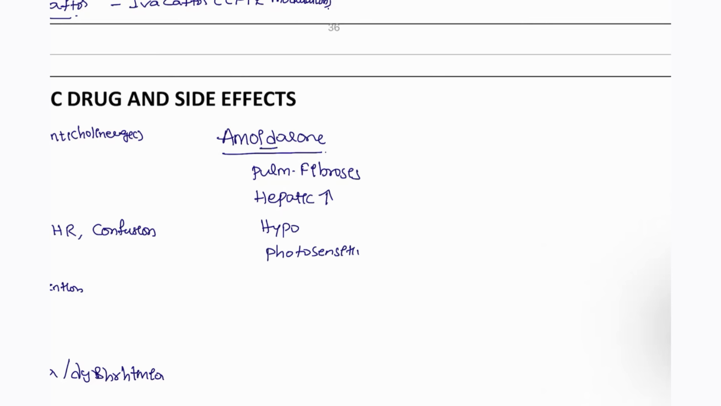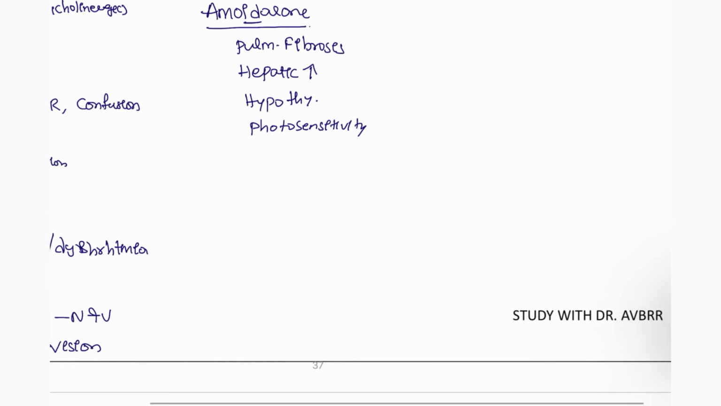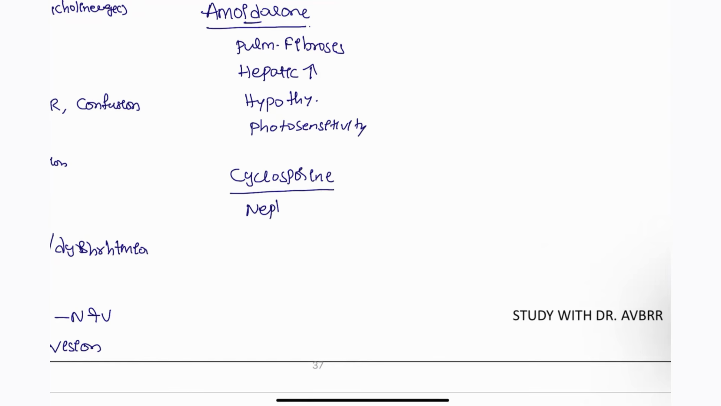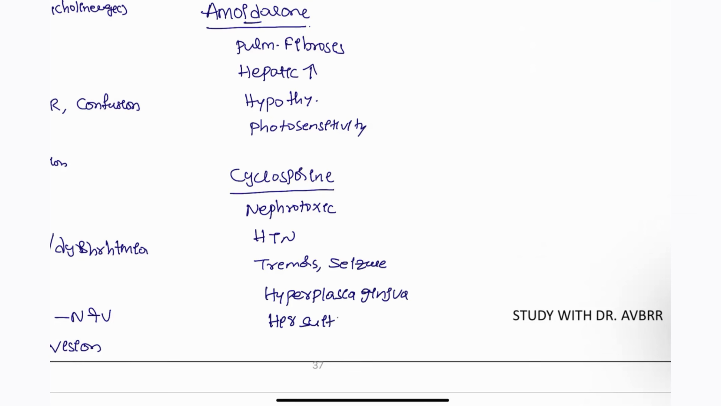Okay, photosensitivity, corneal deposit. Corneal deposits will also be seen in this patient. Next, yesterday we discussed lithium and also phenytoin. Next, we also have cyclosporine. Cyclosporine can be nephrotoxic, and it can cause hypertension in the patient. Tremors will be seen. If it crosses the blood-brain barrier, it can also cause seizures, hyperplasia of the gingiva. Next, it can also cause hirsutism. Hirsutism is also seen in this patient.